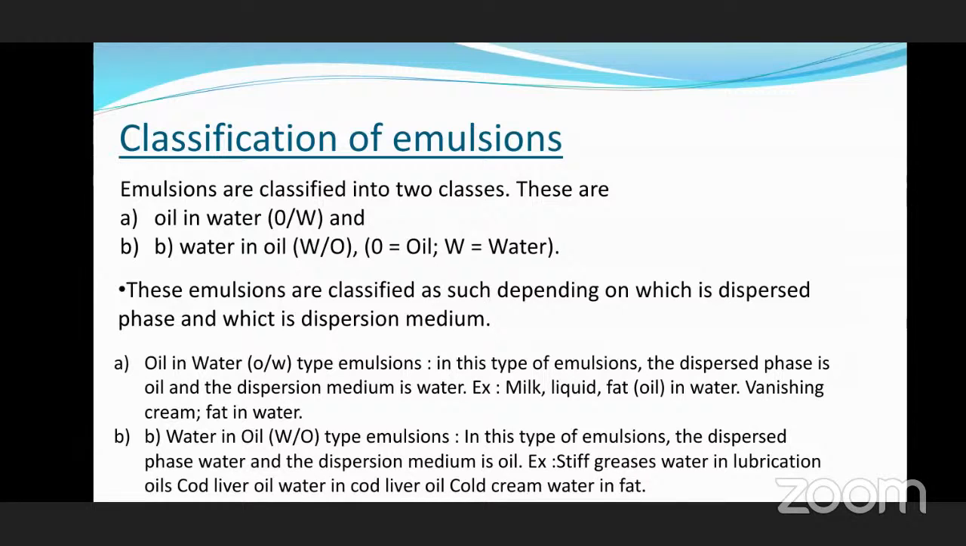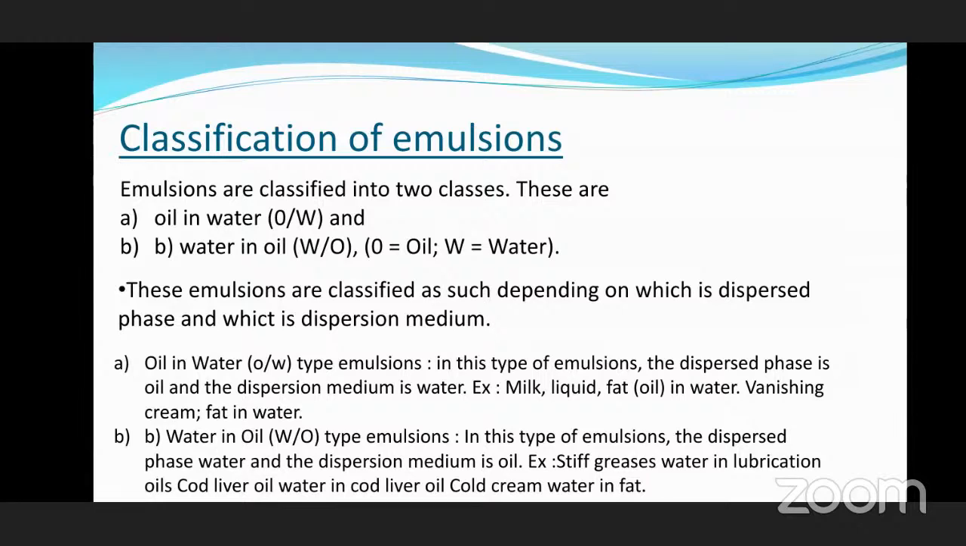There is another available example, that is vanishing cream. In vanishing cream, fat is in water. Nowadays we use Vaseline in the winter season, like that. In Vaseline, fat is in water. That's why fat is the example under disperse phase, and water is the example under disperse medium. Clear, my dear students? This is about the oil in water type emulsion.